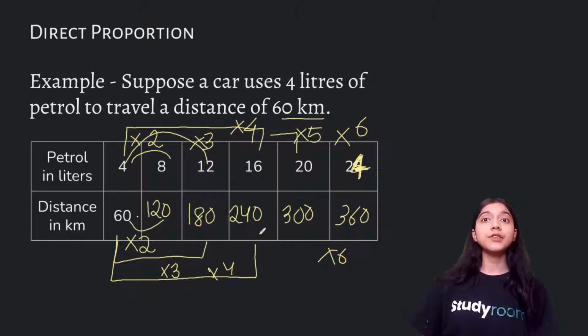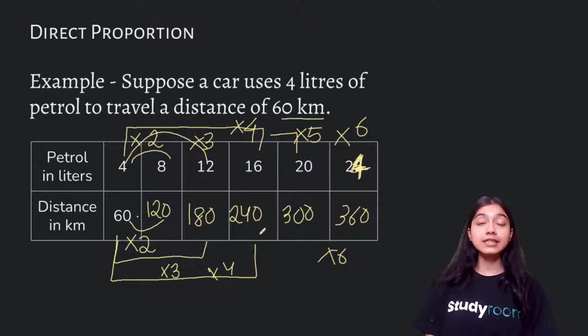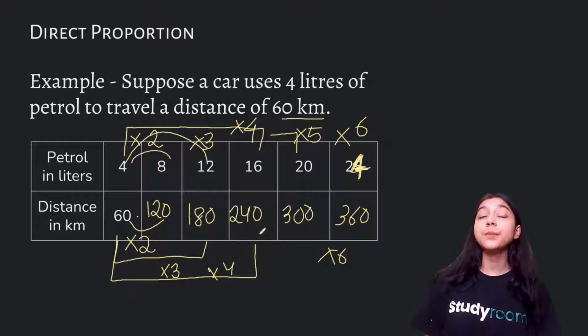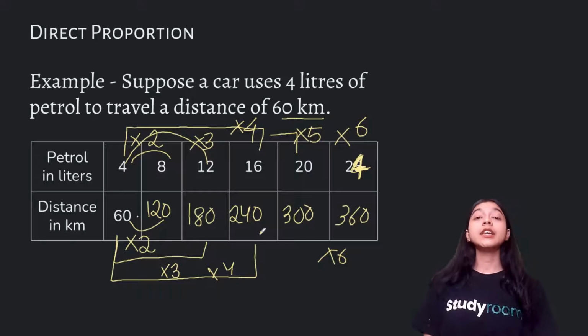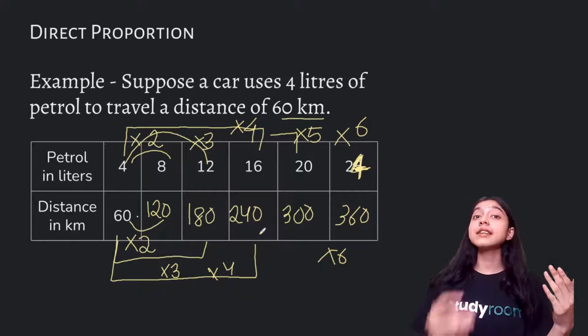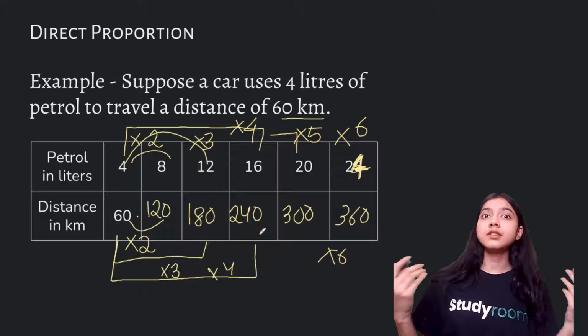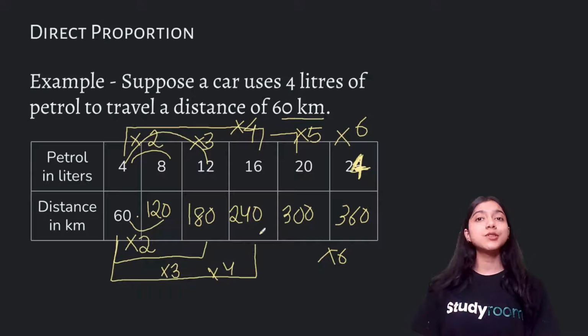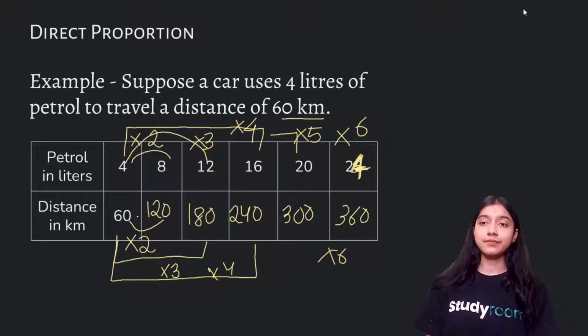So in this way, we have to solve such problems. The first thing is to figure out the relationship between the two quantities. Here, the increase in one quantity was causing an increase in the other quantity. So this was in direct proportion and henceforth we solved the problem in this method.